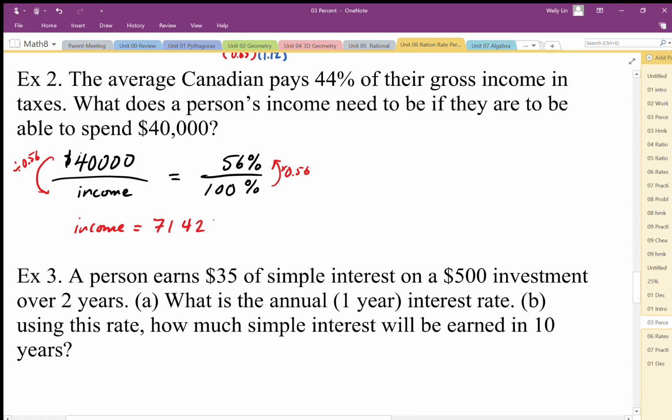And I'm going to round that to $429. Okay, so I get 71,428.57.